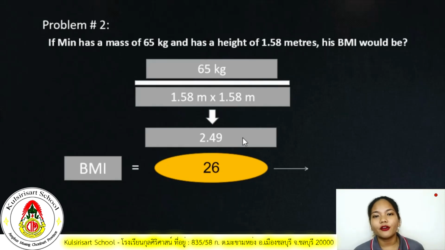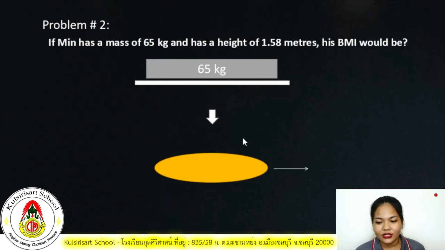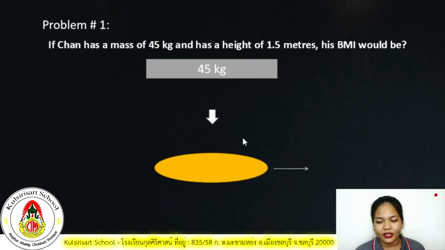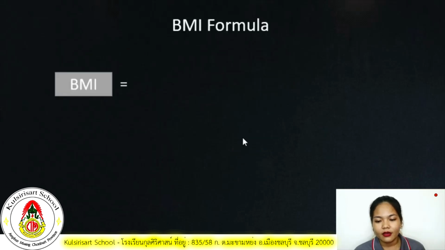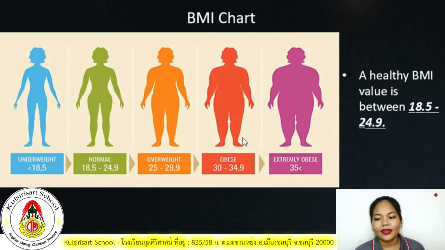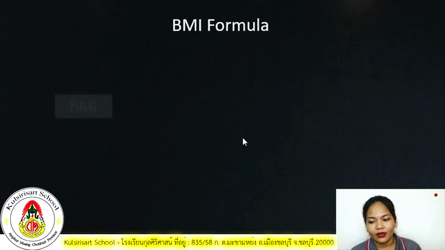Now, if we will go back to the chart a while ago, which is this one. If Min has a BMI value of 26, where does Min belong? Is he underweight, normal, overweight, obese, or extremely obese? He will fall under the overweight category because he has a BMI value of 26, okay?